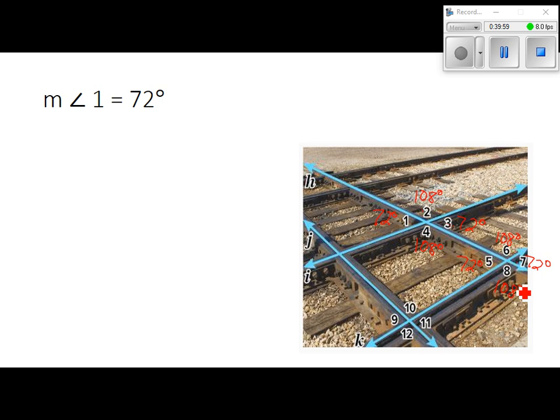Then we can do the same thing, going to the other angles, cover up part of the picture, and look at 9, 10, 11, and 12 over here. So we know that angle 8 and angle 10 are alternate interior angles, so that has to be 108. Angle 5 and angle 11 are alternate interior, so that's 72, sorry. Angle 9, 72, and angle 12 is 108.